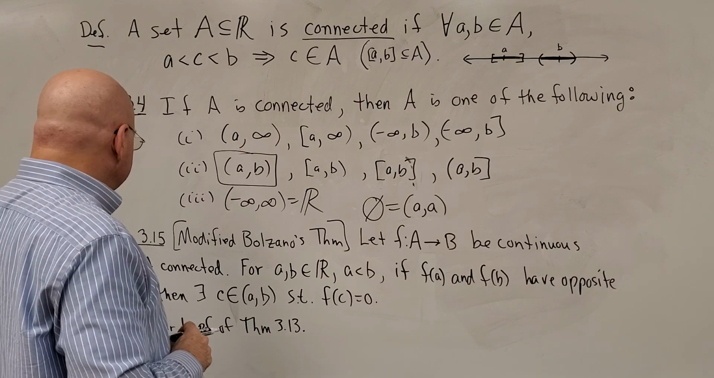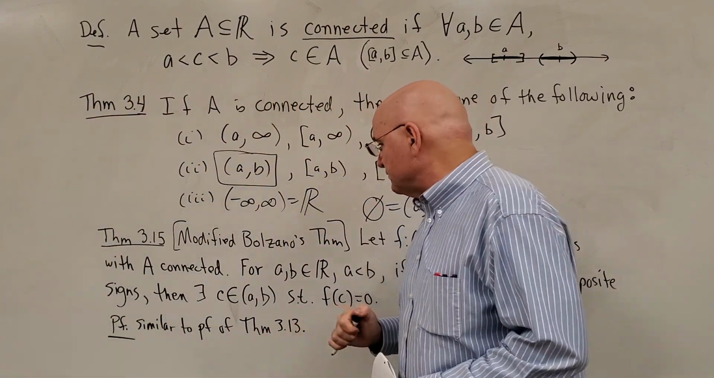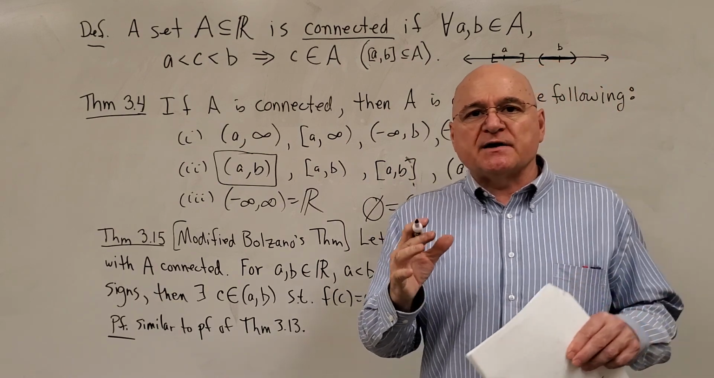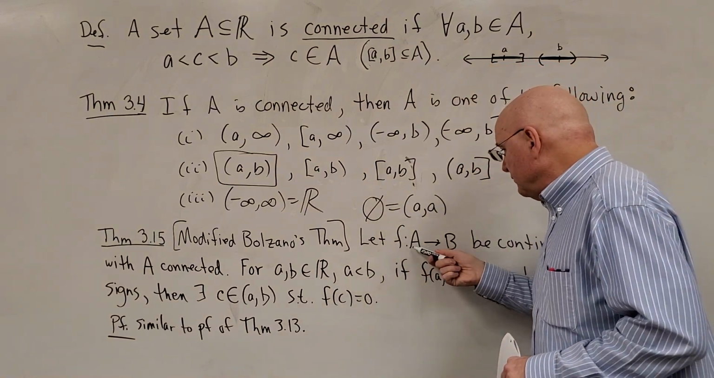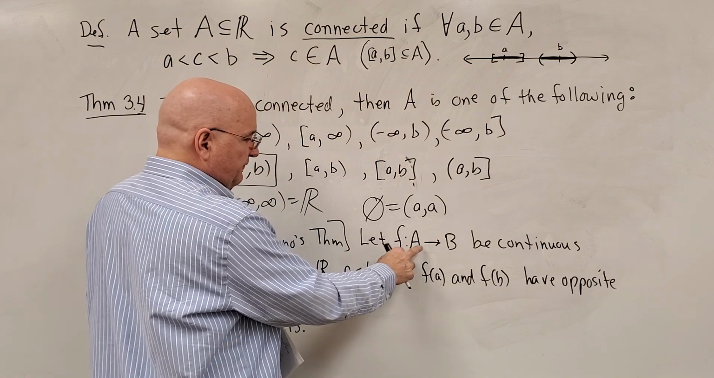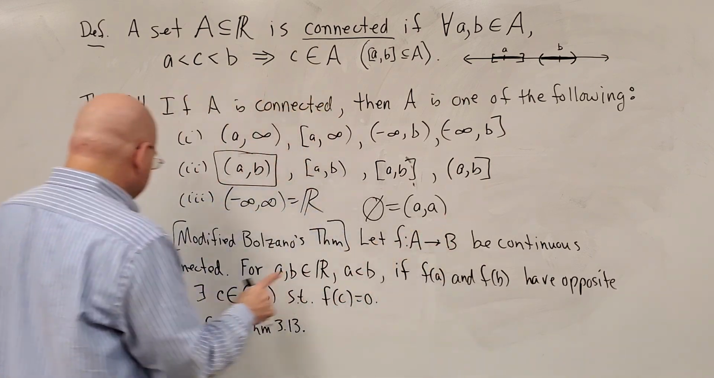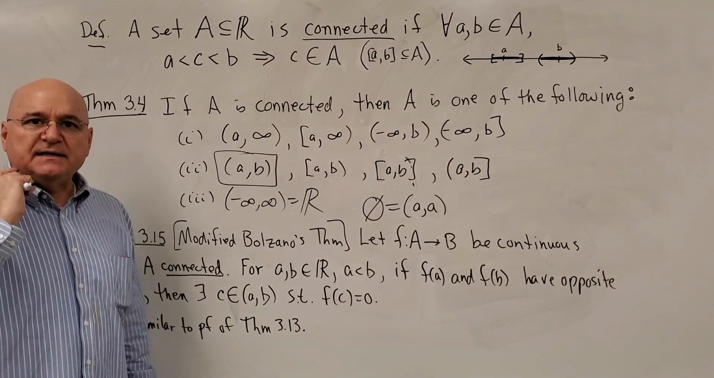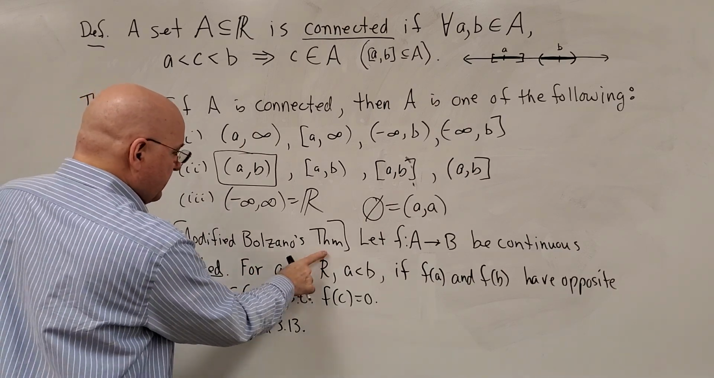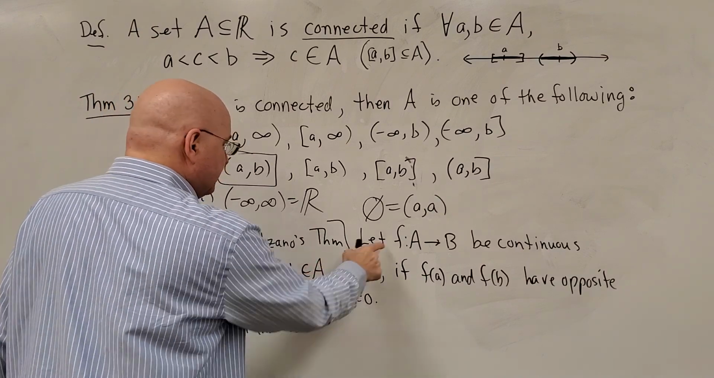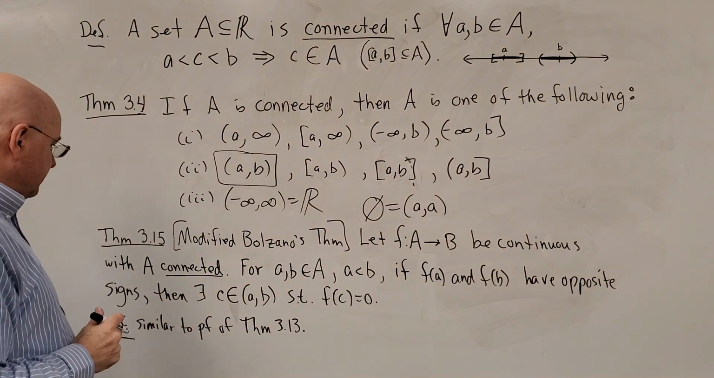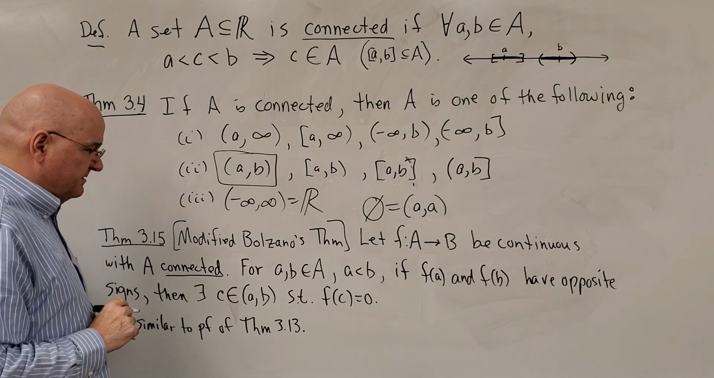And the next theorem, we're not going to prove, because the proof is very similar to a proof we've already seen. The modified Bolzano theorem basically says that in Bolzano's theorem, where the domain had to be a closed interval, it doesn't have to be a closed interval. Let f be a function with domain A, into B. We'll let it be continuous and connected. That's all it needs to be. And the rest of it, I believe, is exactly the same. For any two points in A, the domain, with a being less than b, if f(a) and f(b) have opposite signs, then there exists a c in between them such that f(c) is equal to 0.